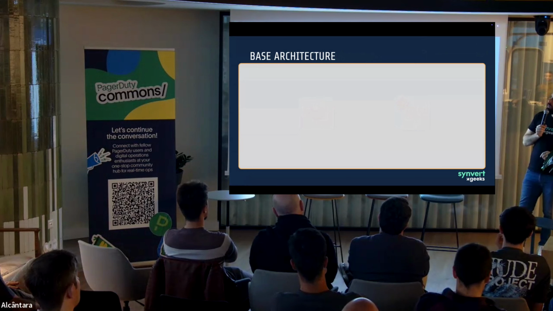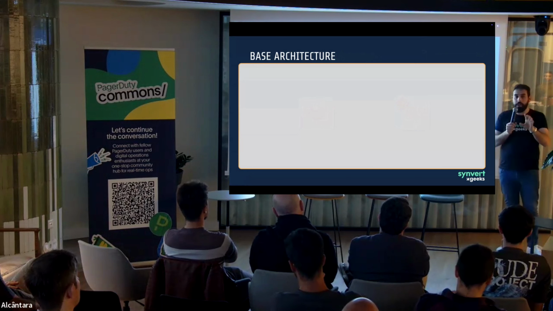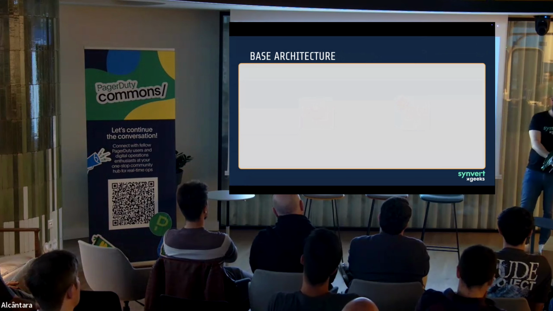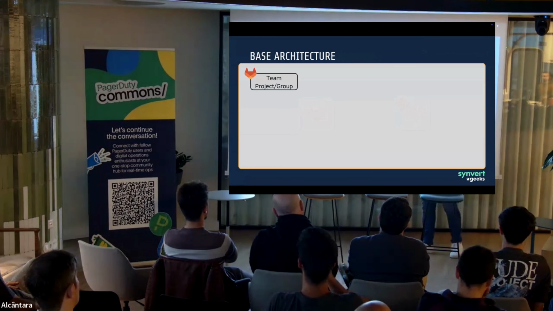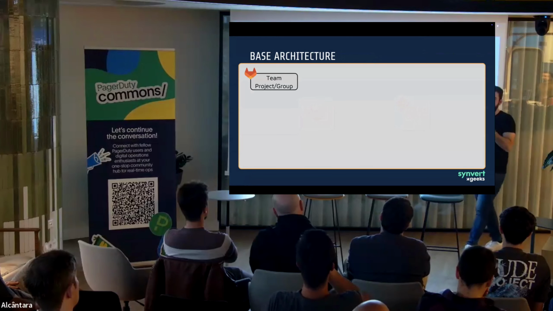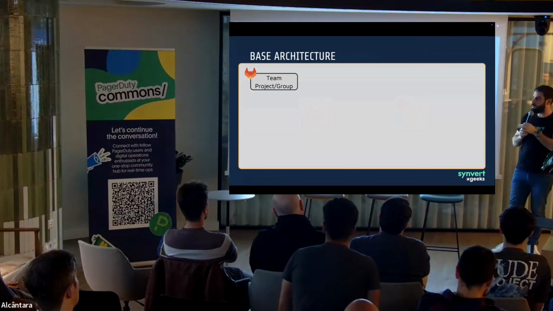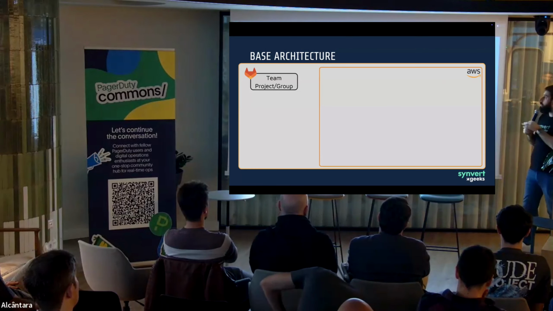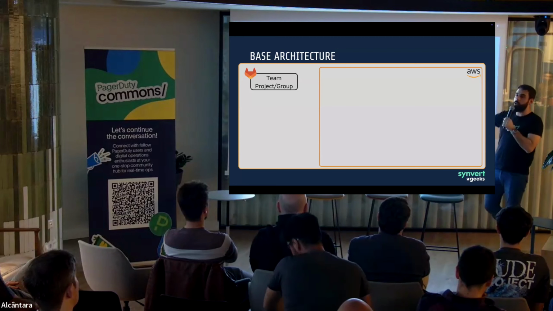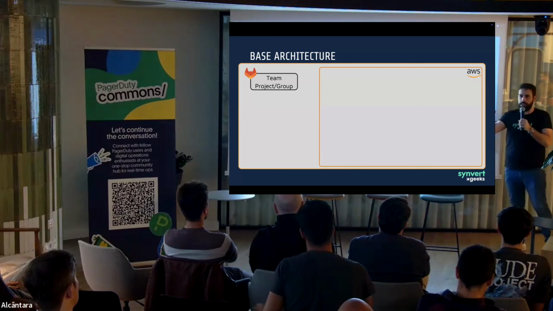So let me talk with you about the base architecture. Our product is no more than this. You have a team, a project team or a group inside GitLab, and you need GitLab runners for it. What we provide? We provide an AWS account for each team, what we call ECUs.